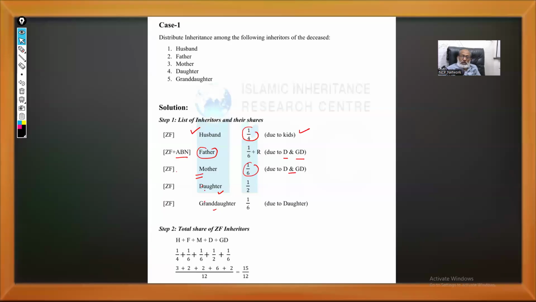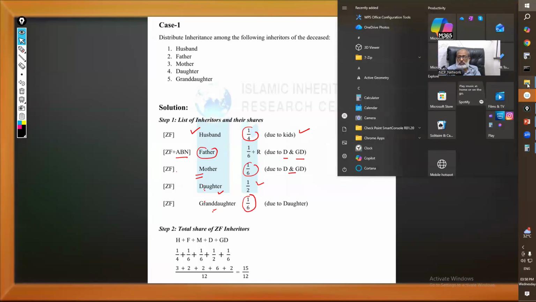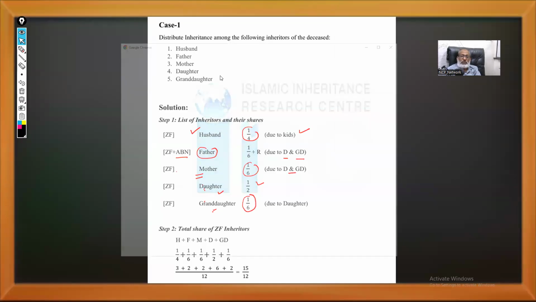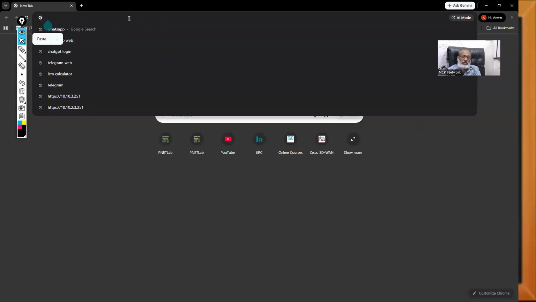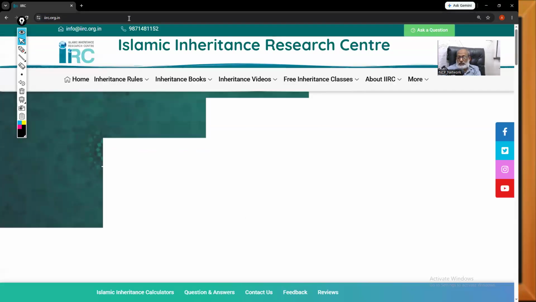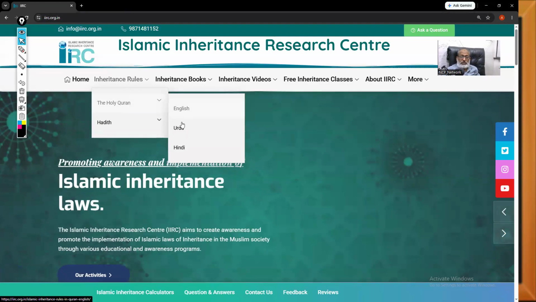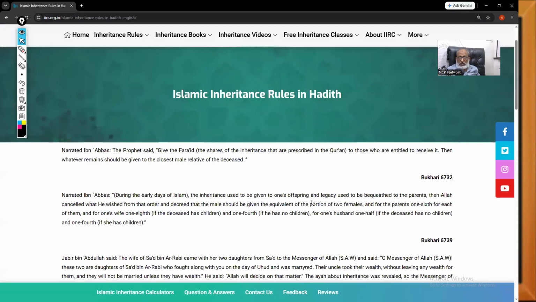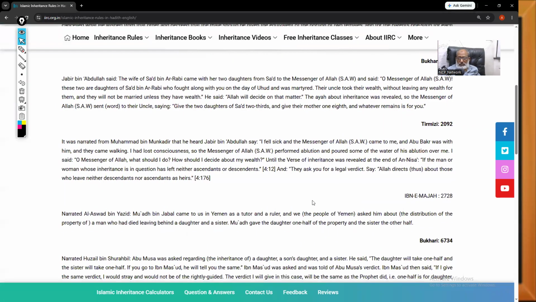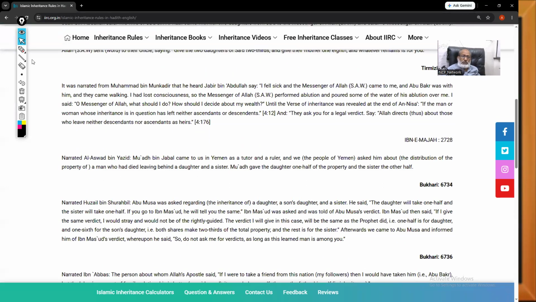Daughter will get 1 by 2. And if the daughter and the granddaughter coexist, then the share of the granddaughter will be 1 by 6, that we have already discussed. And that is also mentioned in one hadith of Sahih al-Bukhari. We can go to the website, that is iirc.org.in. We can read in the English language, let's say hadith, English, and that is the hadith. We can take this one.